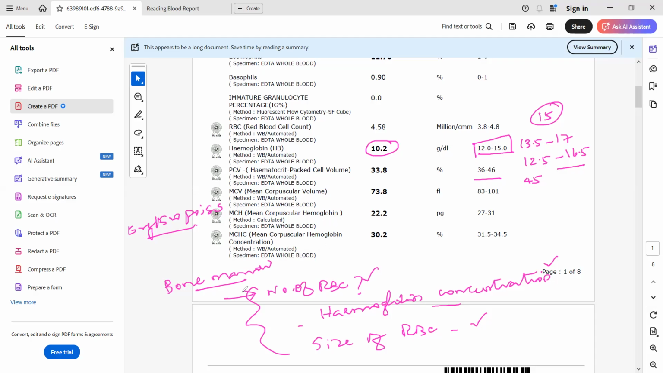Based on the size of the cell, we have classified into three. That is, one is normal, that is normocytic. If the size is bigger, then we said macrocytic. If the size is small, that is microcytic.